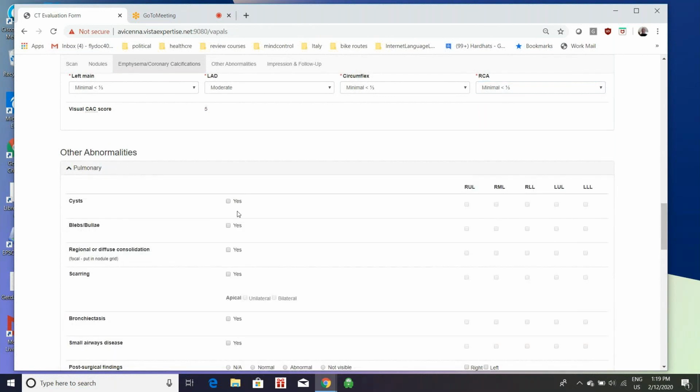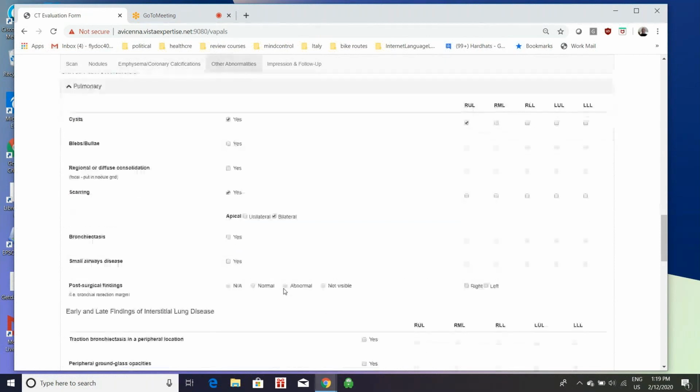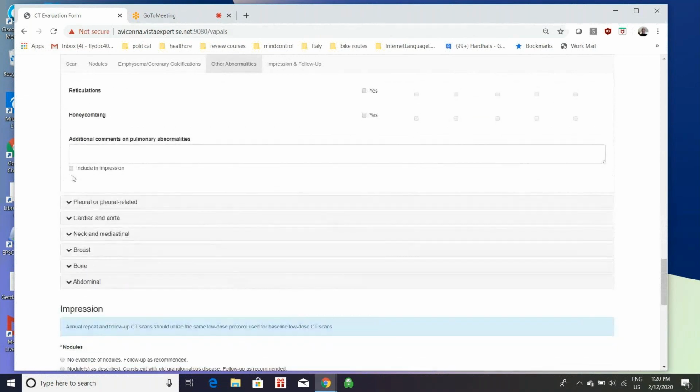And you can put in the other abnormalities as well. Maybe we saw a cyst here. Maybe we saw some apical scarring bilaterally, that sort of thing. Actually, there's quite a bit of things like that. And again, if you want to move this into the impression, then you can call this the pulmonary impression.